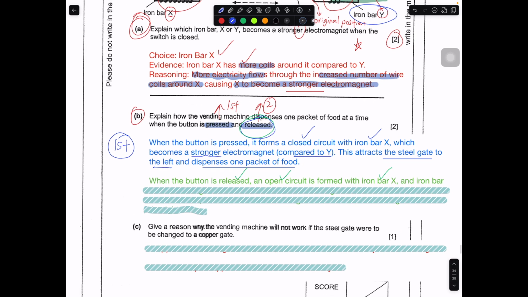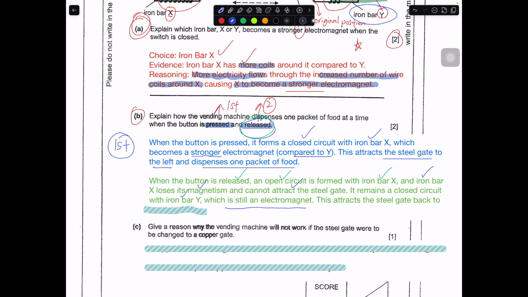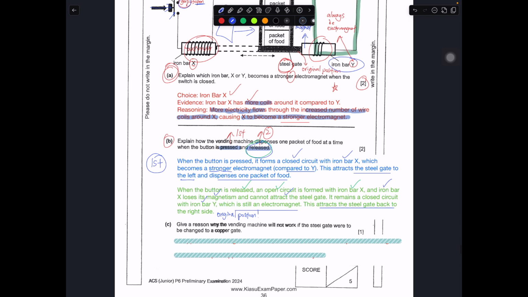So in this case, open circuit with iron bar X, the iron bar loses its magnetism and cannot attract the steel gate anymore. However, it remains a closed circuit with iron bar Y, which is still an electromagnet. This attracts the steel gate back to the right side, which is the original position. So this is probably how you can answer part B.